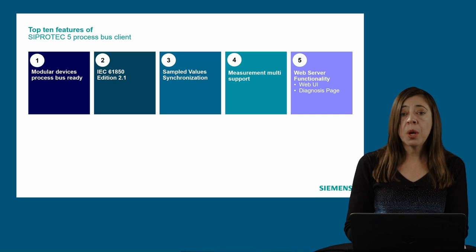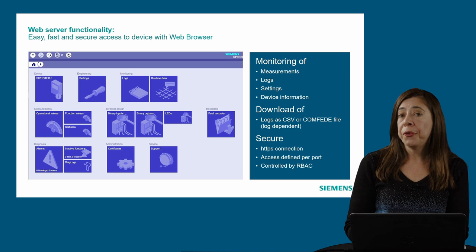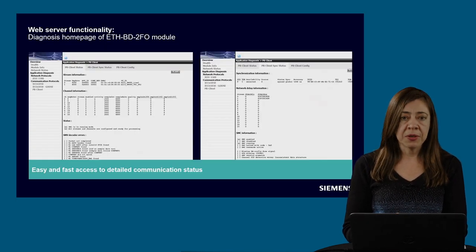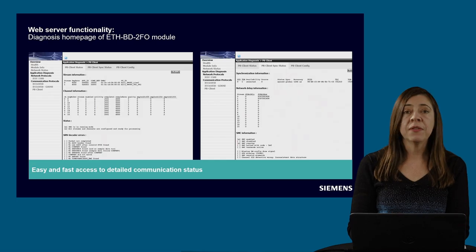Feature number 5, web server functionality. It applies, as we mentioned before, for the merging unit as well, so the user interface and also the diagnosis page. Here in the client device, additionally, you can see all the streams that have been configured, the status of them, if the information is being received, the different amount of streams, and so on. So you can even print out the complete configuration which is contained in the specific module.